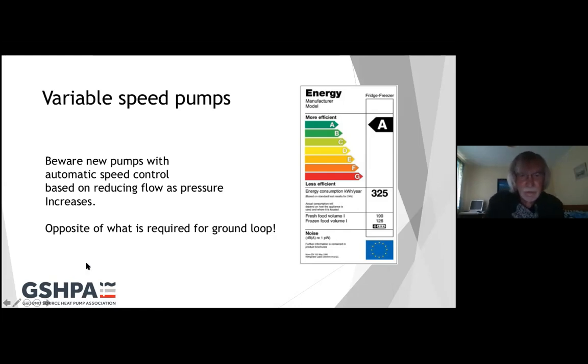We tripped over these where we find these in manufacturers' systems, and they need to be set up on the fixed speed to deliver the flow rate that the heat pump requires.